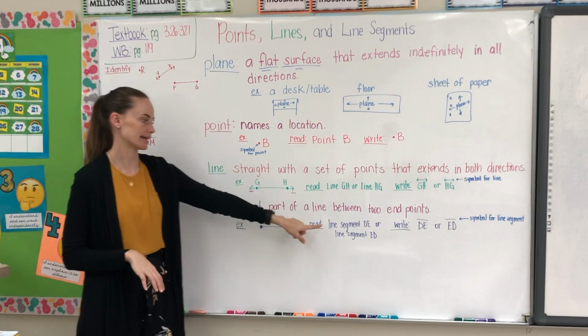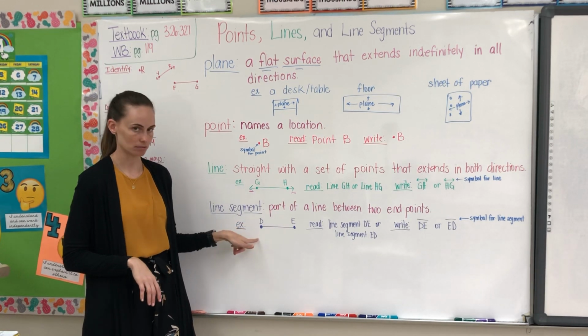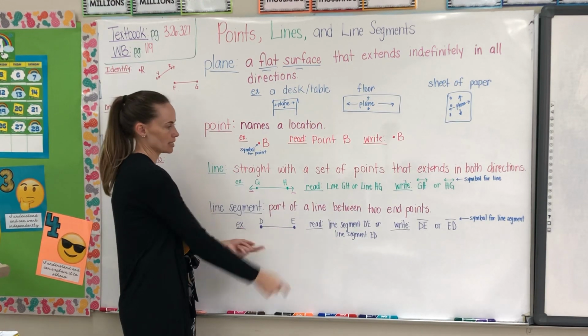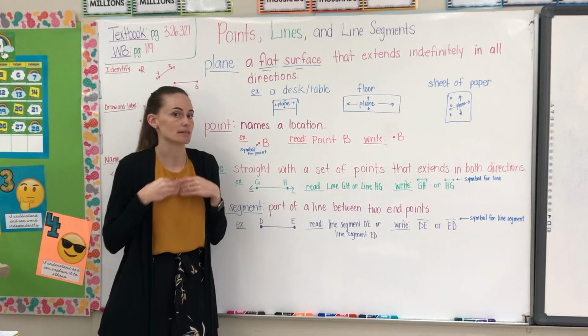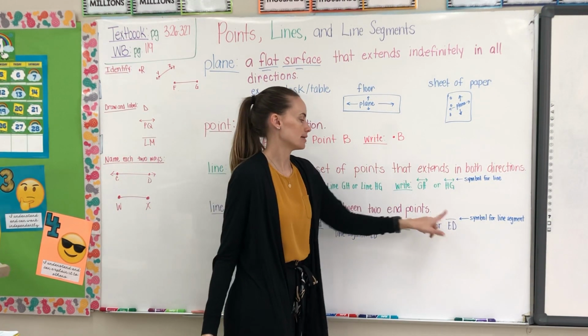So this would be line segment DE or line segment ED. That's how you would read it. And to write it, you write the 2 letters, DE, and a line on top. Again, no arrows because it does not keep going. It is a line segment, or ED and the line on top.